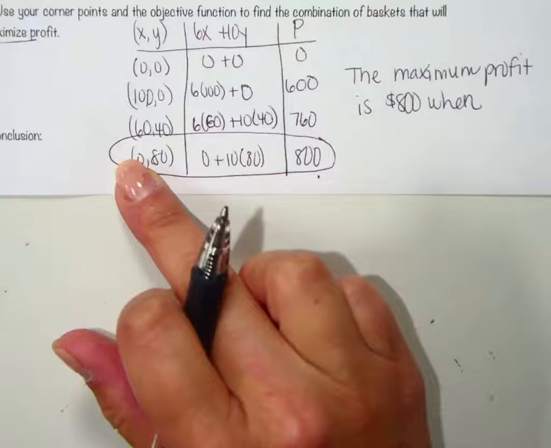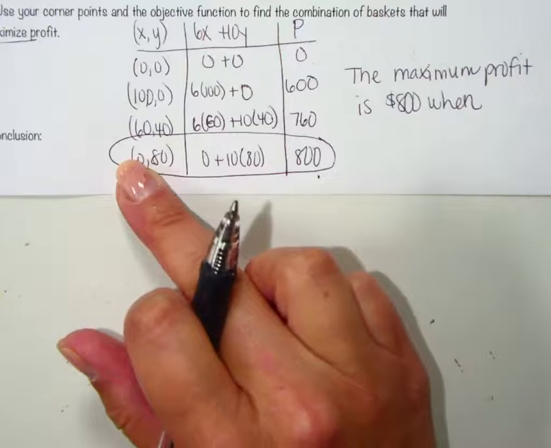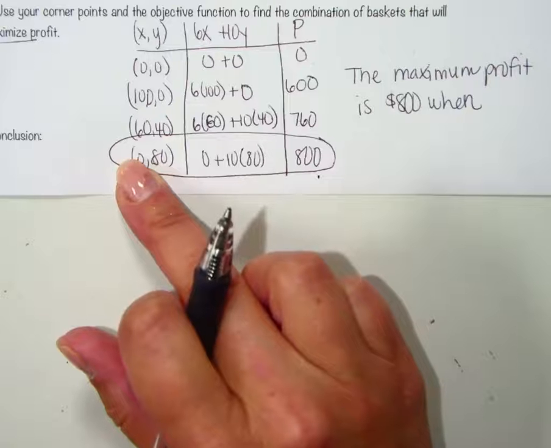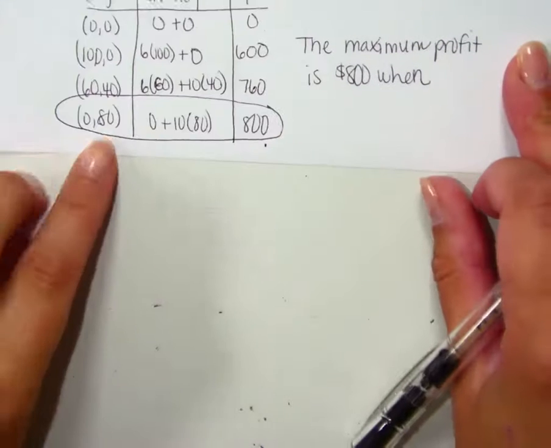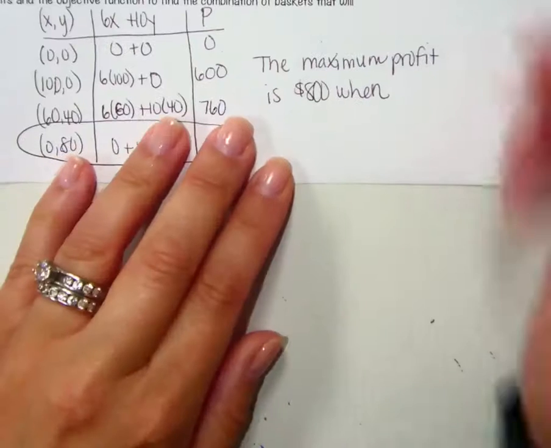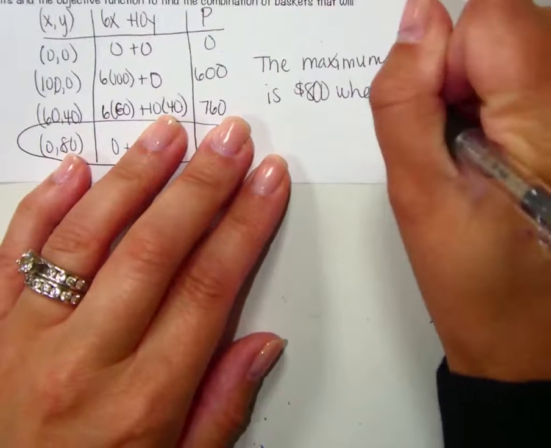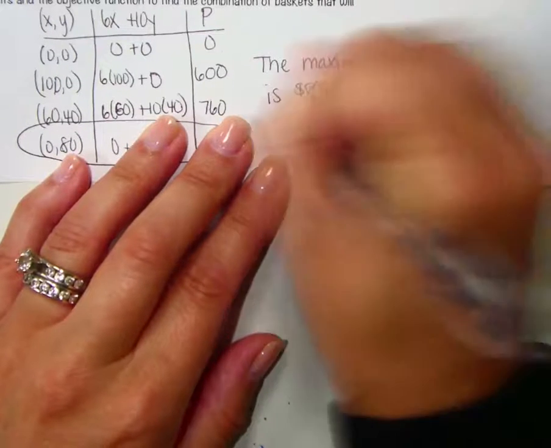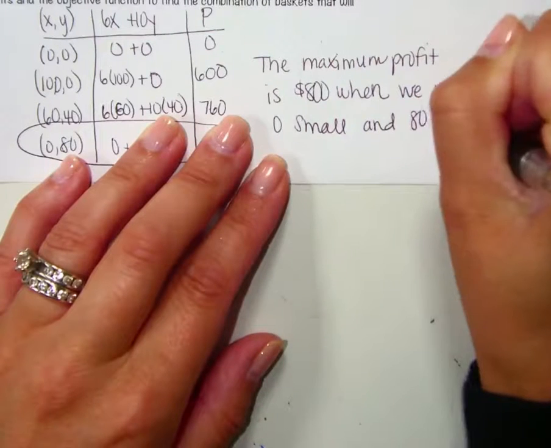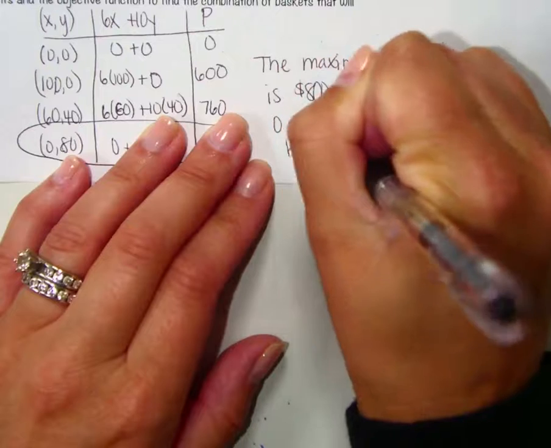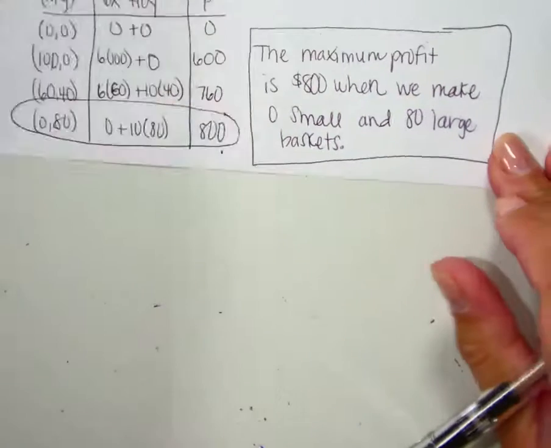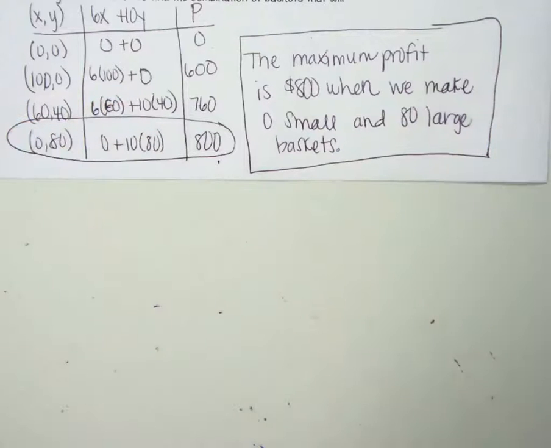What did that X represent? So how many small baskets should we make? 0. Okay. And then the Y was the large baskets, and we should make 80. So the maximum profit is $800 when we make 0 small and 80 large baskets. So we want that final statement to recommend basically to this company what they should do.